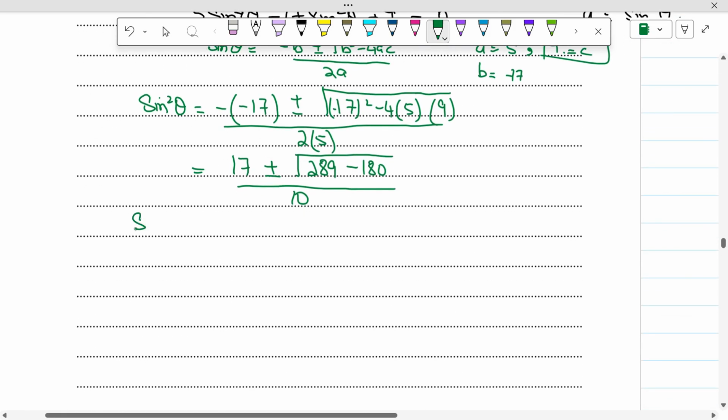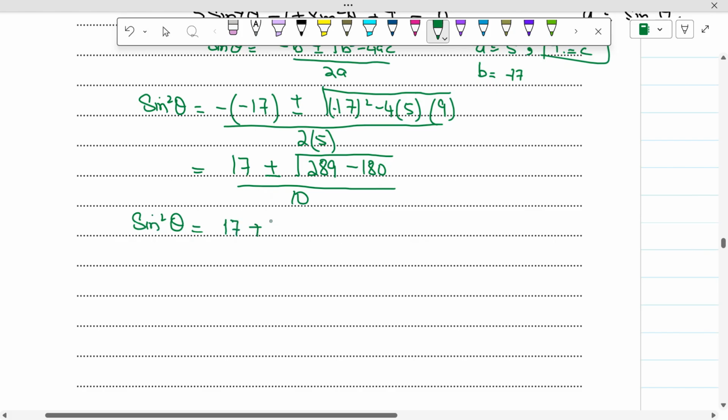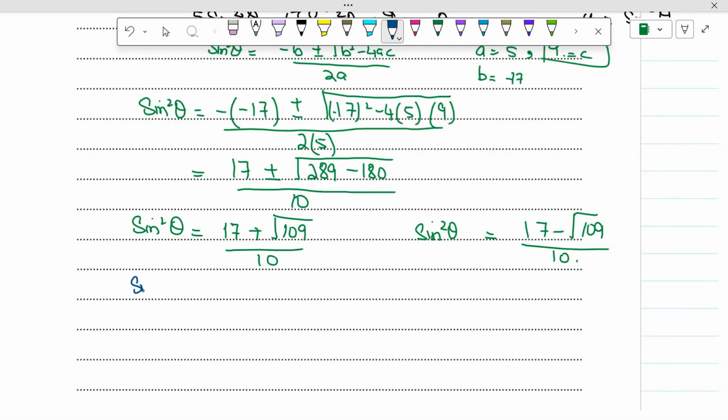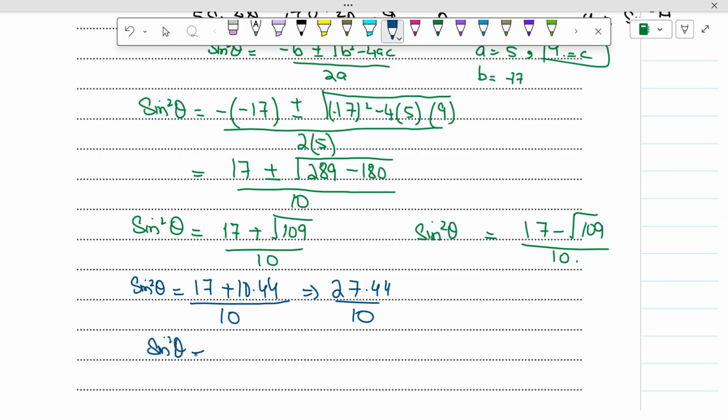So we can say that sine square of theta is equal to 17 plus the square root of 109 over 10, and on the other side sine square of theta is equal to 17 minus the square root of 109 over 10. So sine square of theta is equal to 17 plus 10.44, because the square root of 109 is 10.44, over 10, and this one is equal to 27.44 over 10. So we can say that sine square of theta is equal to 2.744.